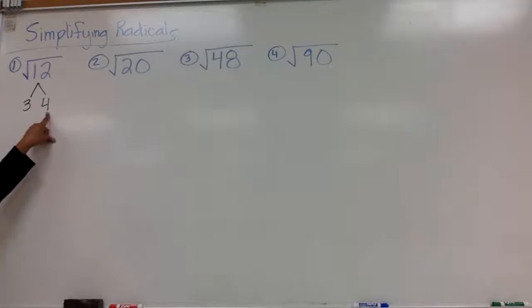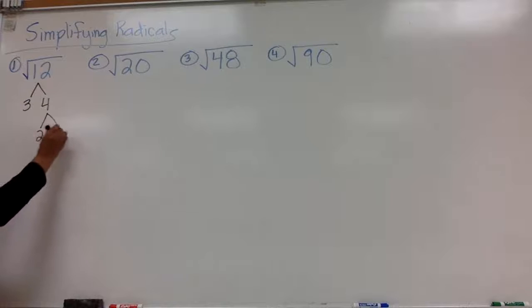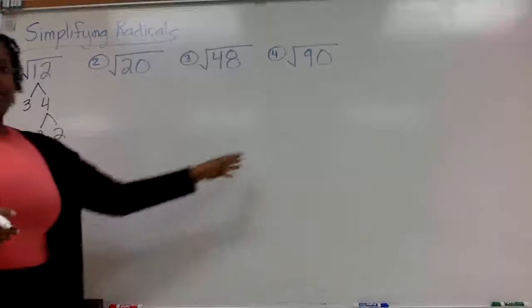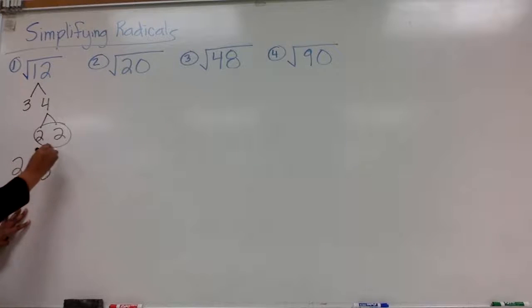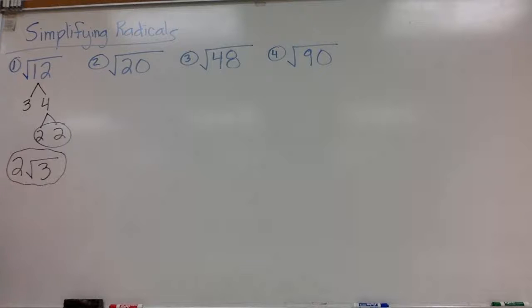I need to break 4 down because 4 is not a prime number. 4 is a composite number, meaning it has multiple factors besides the number 1 and the number 4. So I'm going to break this down to 2 and 2. When you're doing any of these simplifying radical problems, pairs go on the outside and everything else goes on the inside. So I'm looking for 2 of the same number. Since I have 2 of the same number, in this case the number 2, 2 goes on the outside and everything else goes on the inside. So this is our final answer: 2 times the square root of 3 is the simplified form of the square root of 12.